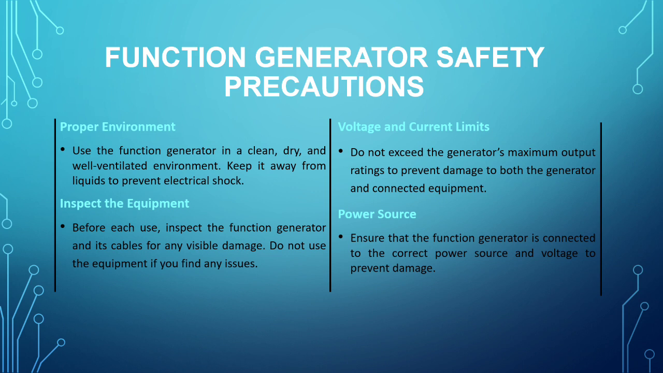Third, voltage and current limits. Do not exceed the generator's maximum output ratings to prevent damage to both the generator and the connected equipment. And the last, power source. Ensure that the function generator is connected to the correct power source and voltage to prevent damage.